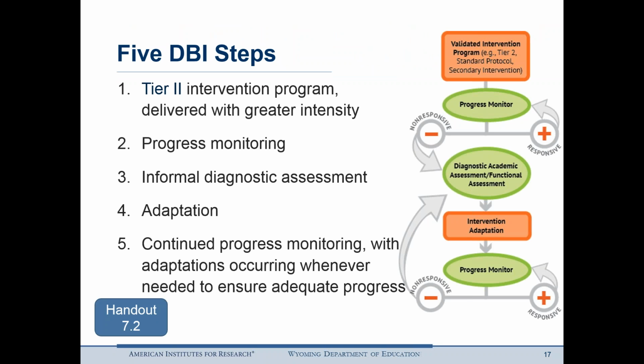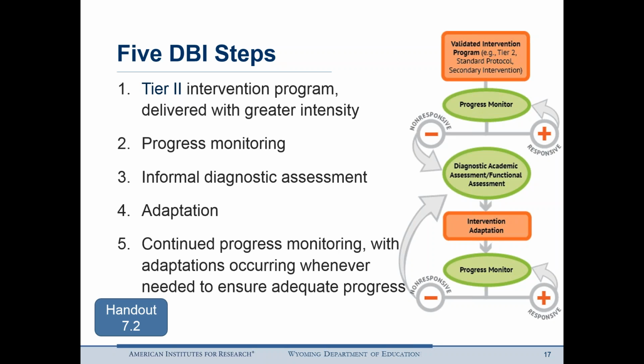The following graphic, which was developed by the National Center on Intensive Interventions, often referred to as NCII, illustrates the progression of DBI, data-based individualization. Throughout the DBI process, we use progress monitoring data to evaluate a student's response to an intervention before moving to the next step. It begins with a Tier II intervention program, and it begins by simple adaptations to our validated intervention program. It's followed by progress monitoring data that's used to evaluate the student's response to an intervention.